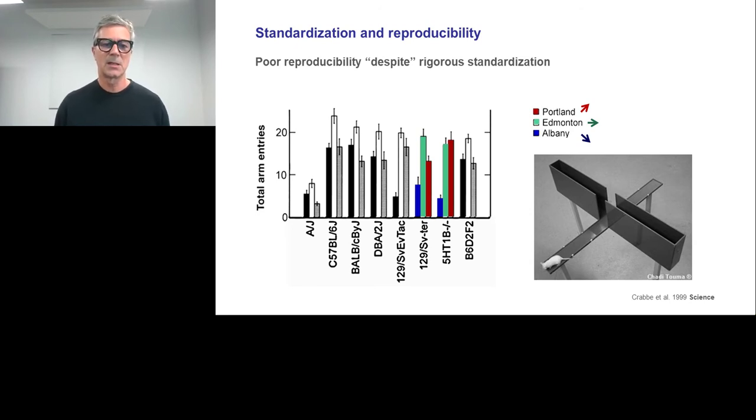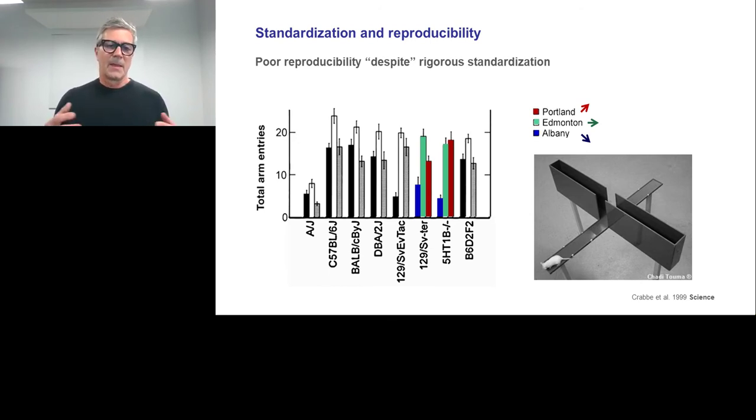So as you can see on this picture, across the three laboratories, I've highlighted two strains in color. And as you can see on this particular outcome measure, an outcome measure of a conventional anxiety test, the elevated plus maze test, the difference between these two strains in Albany goes in one direction. In Portland, it goes in the opposite direction. And in Edmonton, there is no difference at all between these two strains of mice.